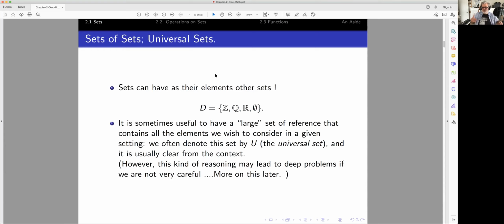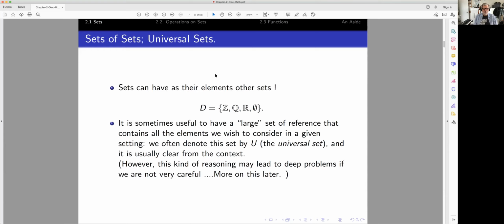Okay, let's talk about sets of sets and universal sets. So the way we've defined sets, their elements could be anything, right? So in particular, they could be other sets. So here's a set. The set D consists of 4 elements, which are themselves sets: Z, Q, R, and the empty set. Okay, that's legit. That's allowed. That's fine. It can get a little confusing. Some of the exercises you'll see will be a little tricky. You have to think about things, which also makes it a bit more interesting.